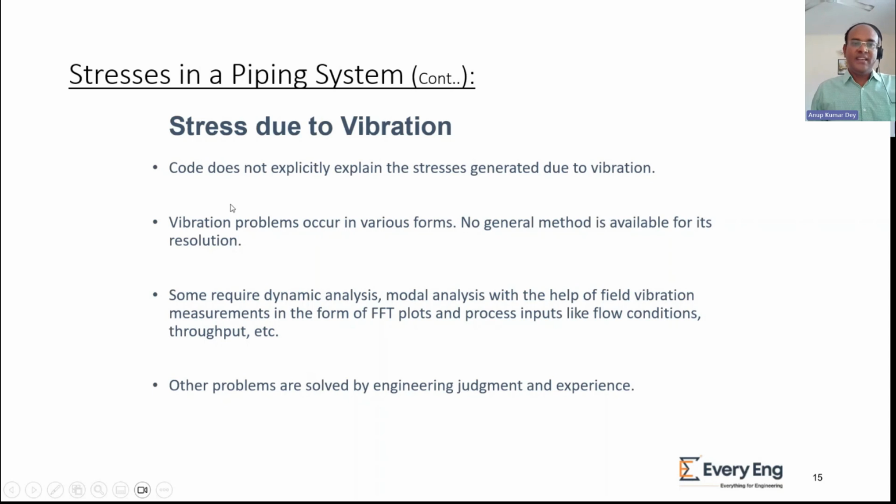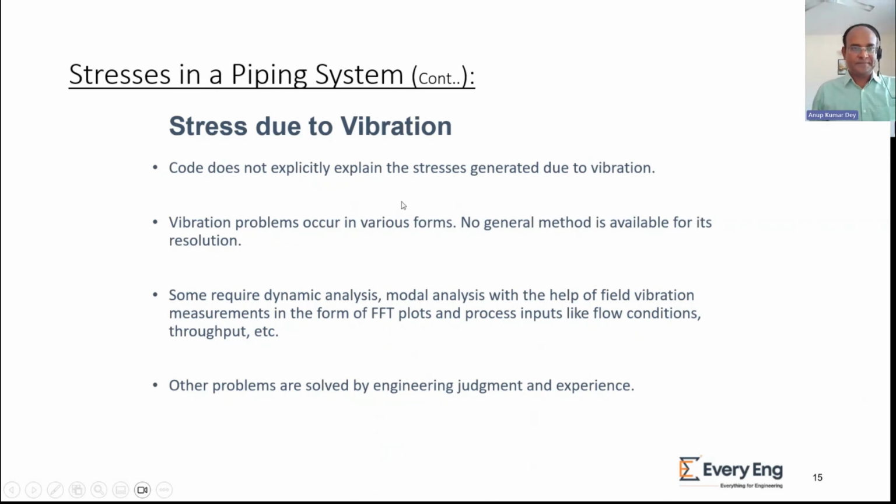Now stresses due to vibration. In general, the code does not provide any guideline for the stresses generated due to vibration. Vibration problems happen at the site only. It may occur in various forms. For that, no general method is available. In general, based on engineering judgment and experience, we solve this type of problems, and sometimes it may require detailed dynamic analysis studies like modal analysis, time history analysis, response spectrum analysis, and sometimes site measurements are also taken in the form of FFT plots, meaning fast Fourier transform plots that you might have studied in engineering mathematics, and process inputs like flow condition, throughput, etc. Based on that, we simulate in dynamic analysis in the software and then give the solution or suggestions to reduce these vibrations.